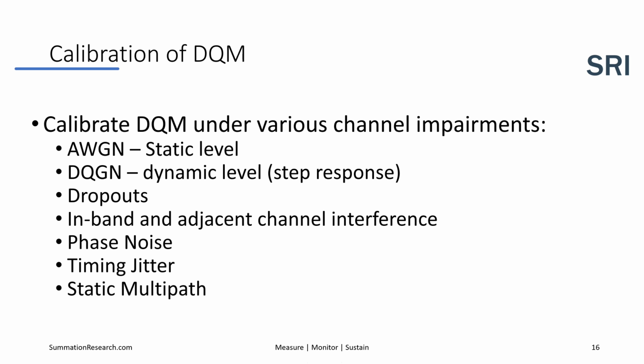Timing jitter. Timing jitter refers to variations in the timing of signal pulses. Calibrating DQM for timing jitter ensures the system can accurately measure data quality despite these timing fluctuations. Static multipath. Static multipath involves signal reflections that cause multiple delayed versions of the signal to arrive at the receiver. Testing DQM under these conditions helps in evaluating the system's ability to manage such reflections.